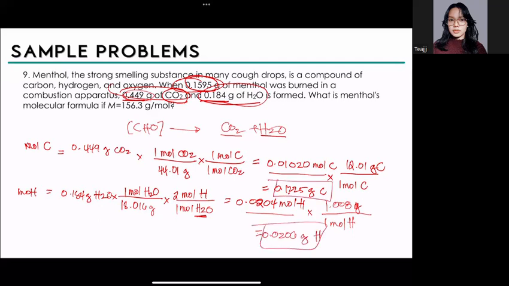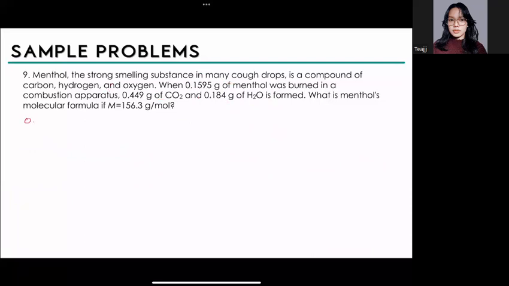So you have these two values. Now, we subtract: 0.1595 minus 0.1225 grams of carbon minus 0.0206 grams of hydrogen. That gives you 0.01638 grams of oxygen. So now we know how much oxygen there was in 0.1595 grams of menthol.